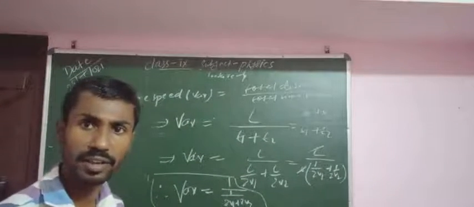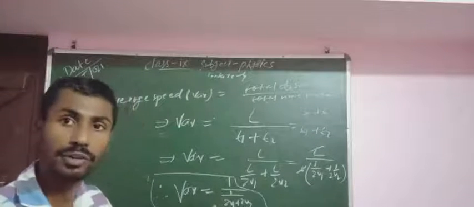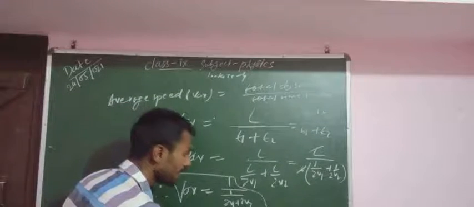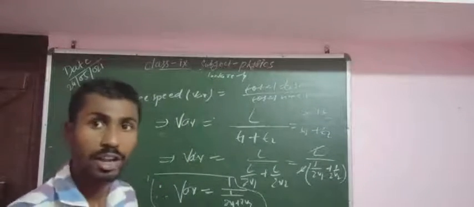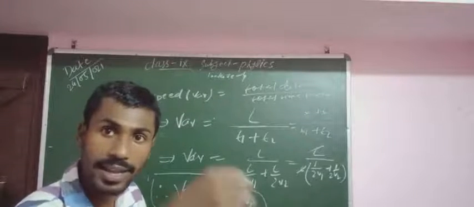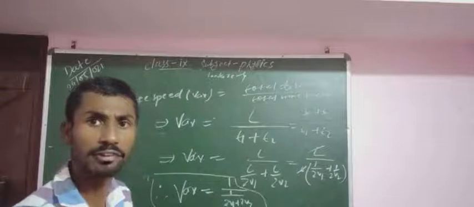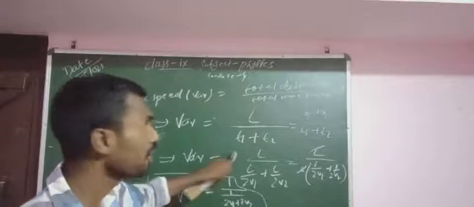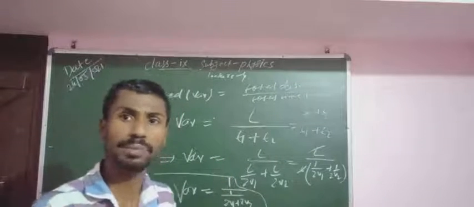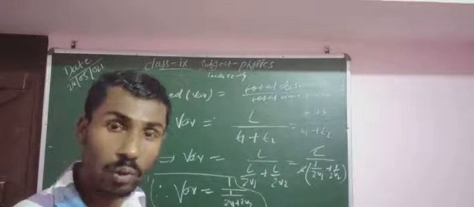In case of numerical, when we are going to solve the numerical, we can directly put this value. In that case, v is always given. The speed of the body or the object is always given in numerical questions related to this topic.